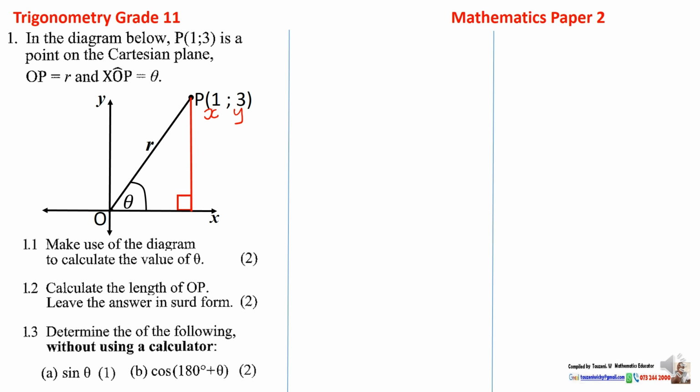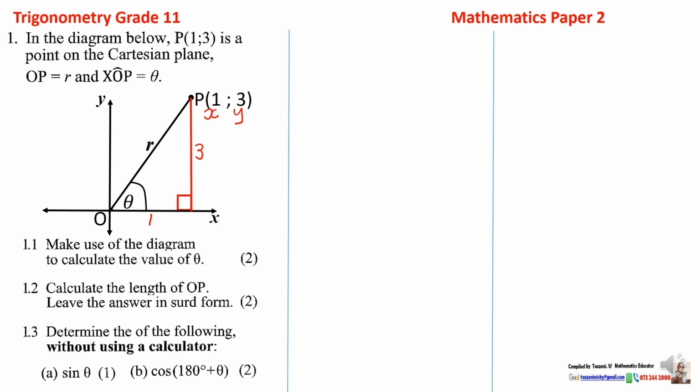The first one is x, which is along the x-axis. It means from O to x there is 1. Then the next one is the vertical line, so this is equal to 3. This is a right-angled triangle.